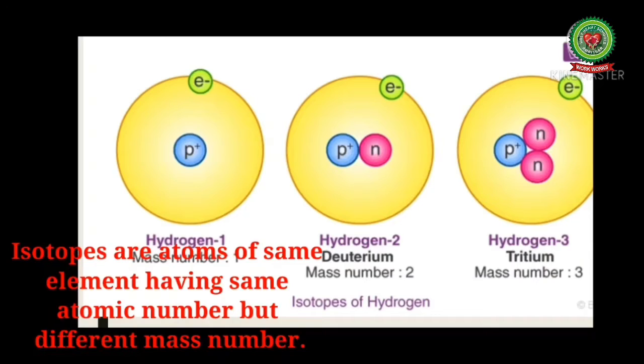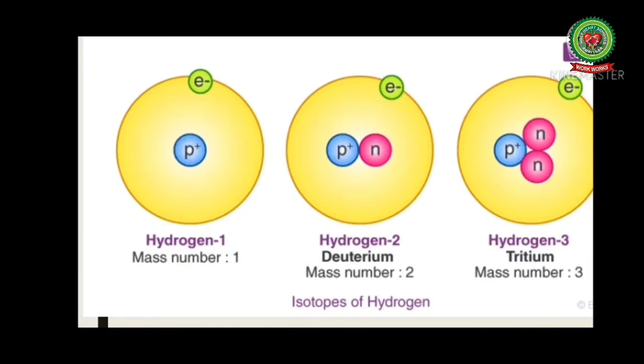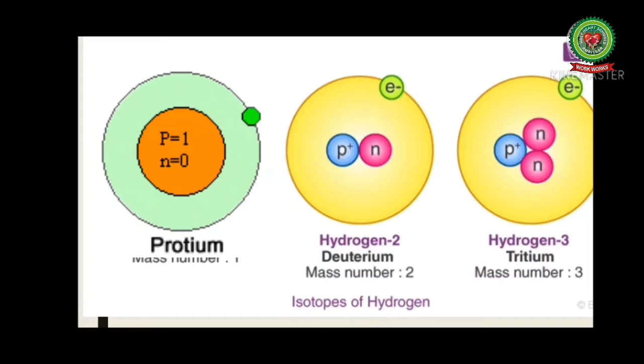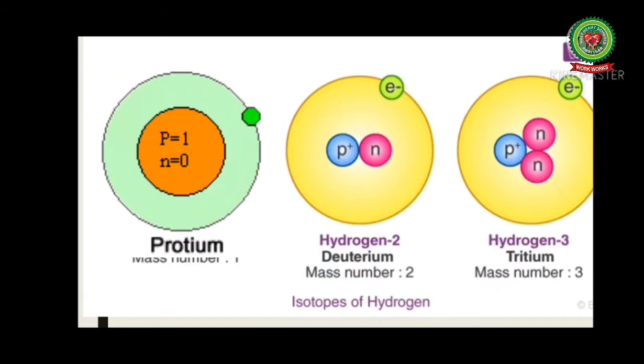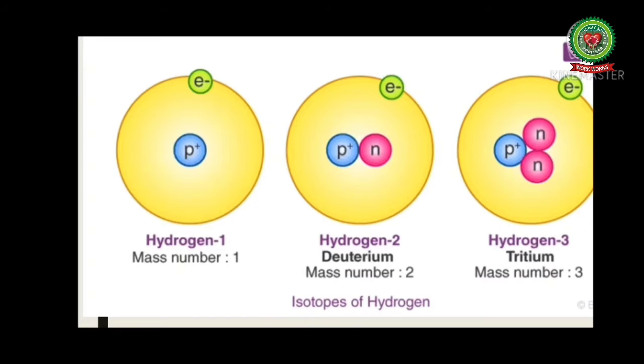There are three known isotopes of hydrogen, that is protium, deuterium and tritium, with atomic masses 1, 2 and 3 respectively. The most common is the ordinary hydrogen known as protium. It consists of one proton in the nucleus and an electron revolving around it. This isotope, that is protium, constitutes approximately 99.985% of the total hydrogen which is present in nature.